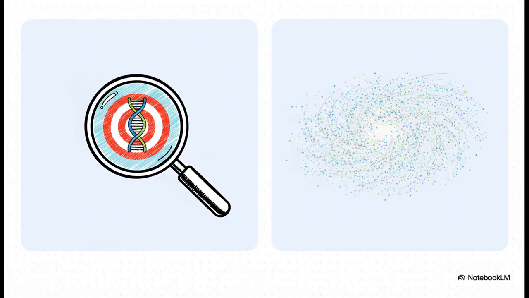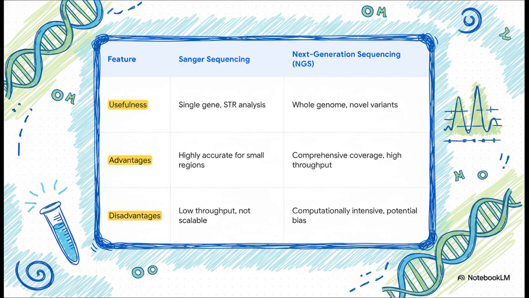The difference really comes down to one word: scale. Sanger is like carefully reading one book, word for word. It's precise. Next-generation sequencing, or NGS, is like digitizing the entire Library of Congress in an afternoon. It works by running millions or even billions of sequencing reactions all at once, in parallel. The sheer throughput is just mind-boggling. So again, it's about the right tool for the job.